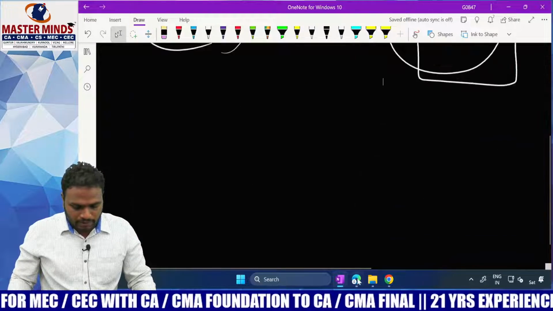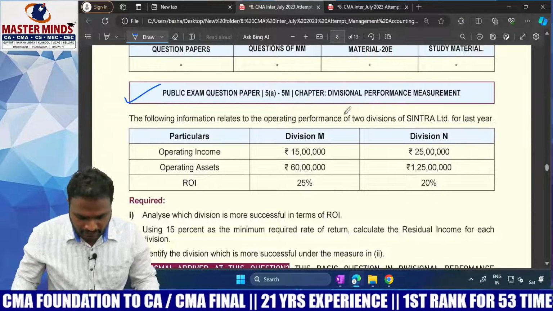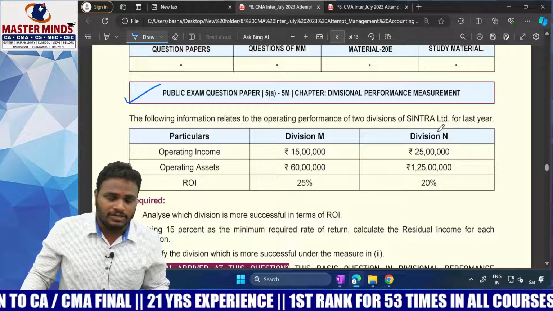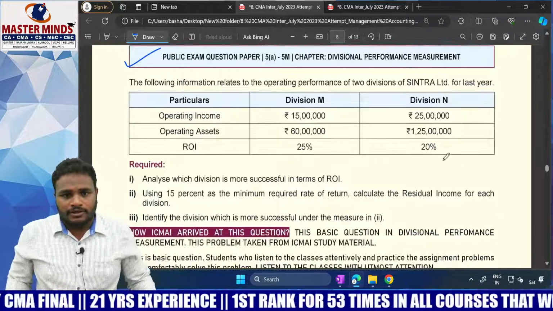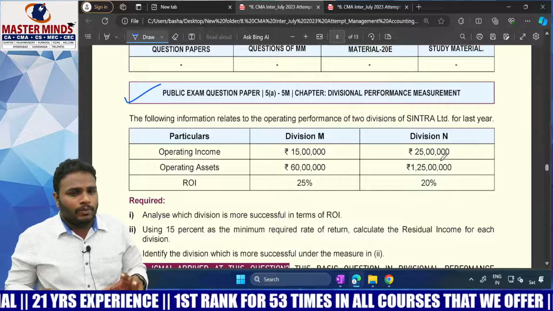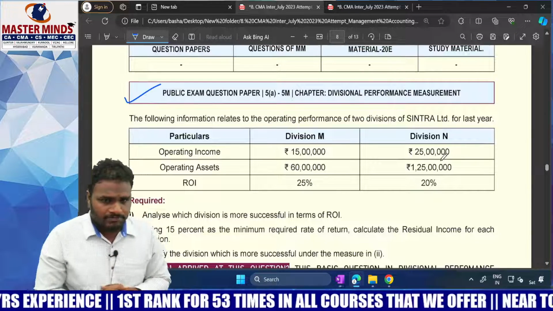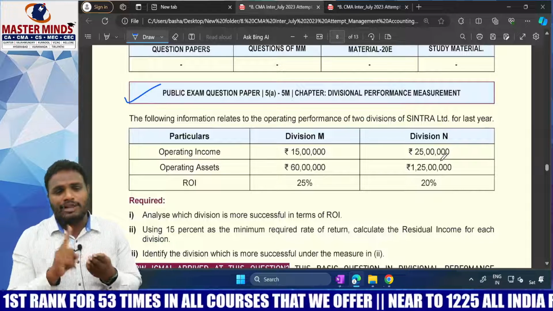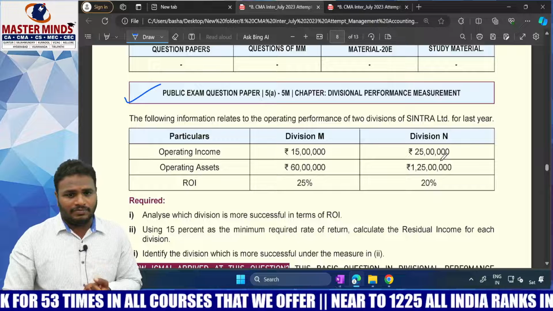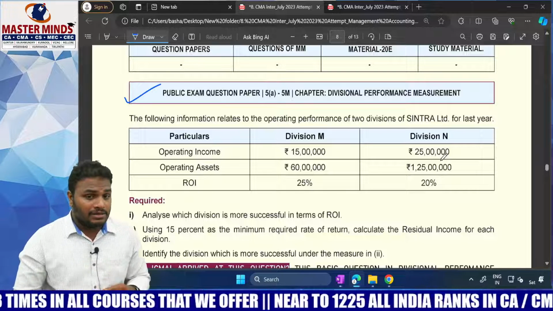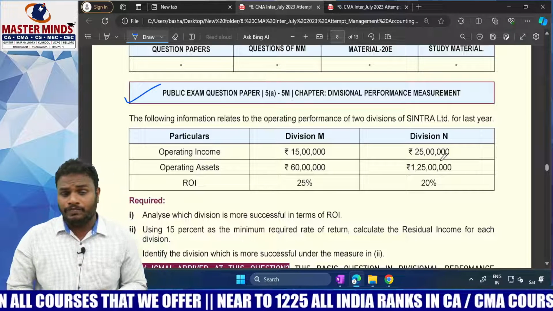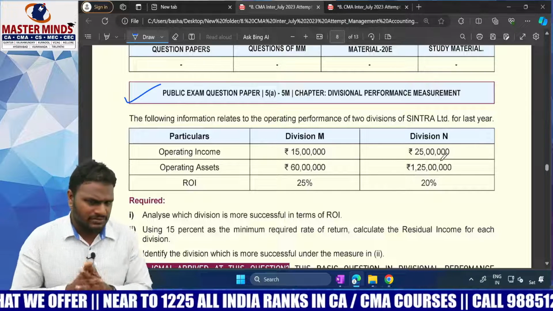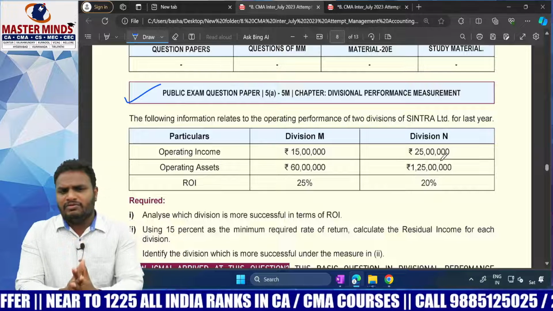Then come back. 5 marks. Divisional performance measurement. In order to evaluate the performance of the divisions, we have three methods: ROI, RI, EVA, economic value added. By God's grace, in the exam these questions are coming at easy level. Why? Because this is a newly added syllabus. Very easy.